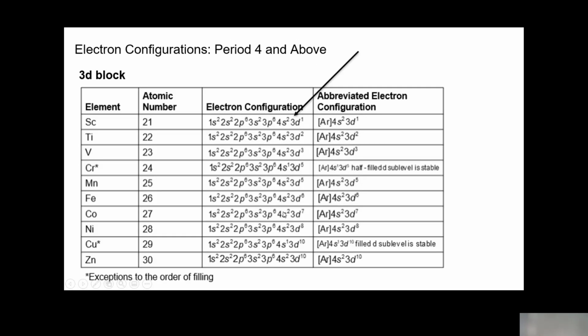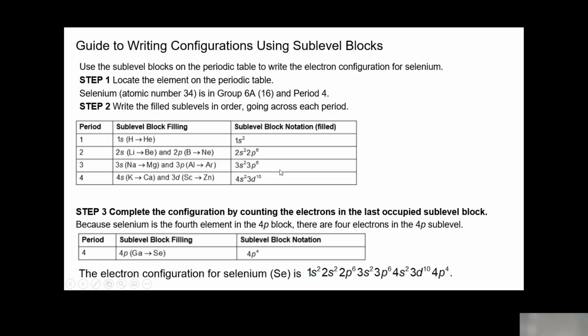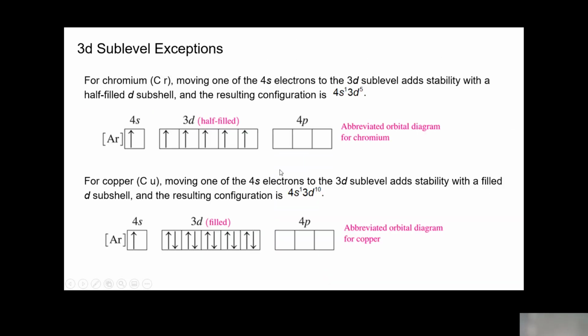So if we go back up here, that's what these are. You see it's spelled out right here: 4s1, 3d5, half filled, stable. Copper is 4s1, 3d10, and it's filled with the d orbital. So you see we don't have a d9 here. And same, we're changing numbers on this one as well. We don't have a d4. So those are the exceptions to the rules.